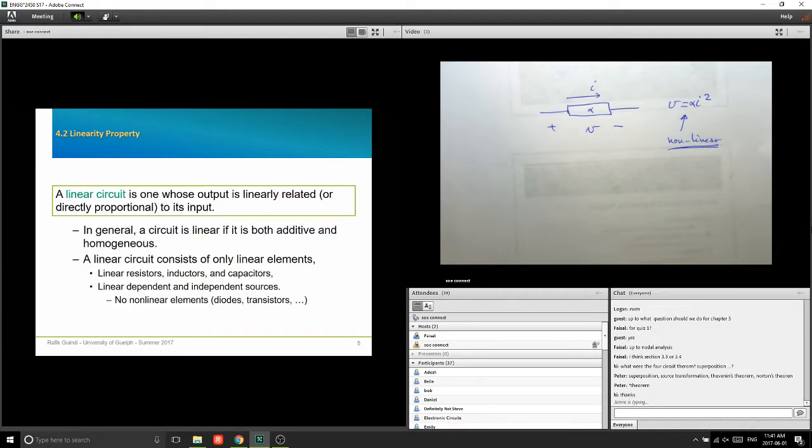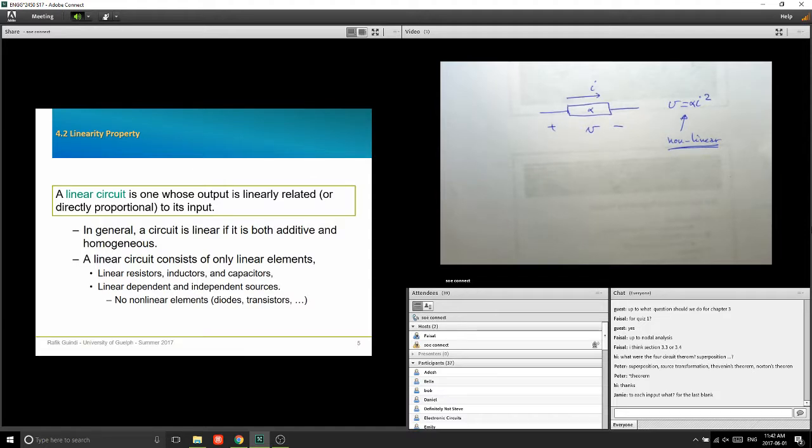Linearly related to its input. Linearly, directly proportional. In general, a circuit is linear if it's both additive and homogeneous.